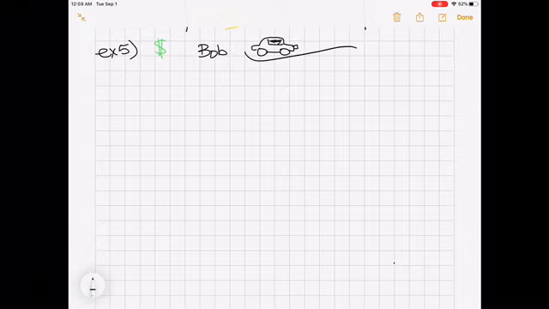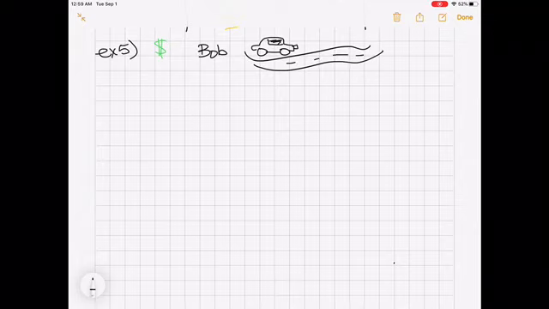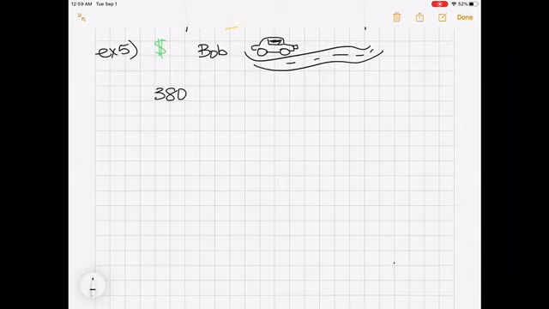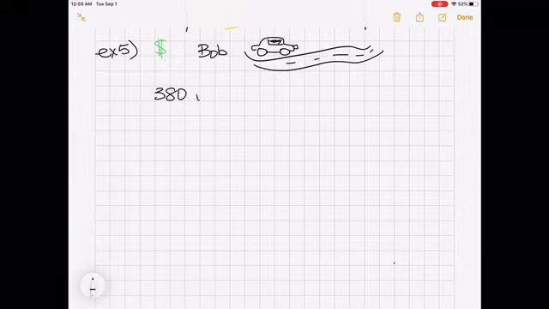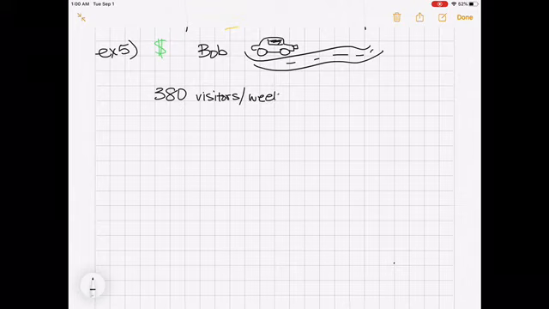It's really bad. Anyway, he has a go-kart business, okay? And right now, well, pre-COVID, he has about 380 visitors per week who ride his go-karts. And he charges $35 per race, okay? Now, what do you think would happen if he lowered his price?